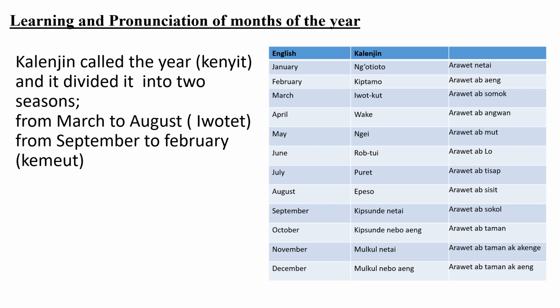Kenyit. For example, this year is 2023. So it is Kenyit Ab 2023. So the year was divided into two. The rainy part of the year that started from March up until August, it was called Iwotet or Iwot. And then we have the dry season that ran from September up until February.